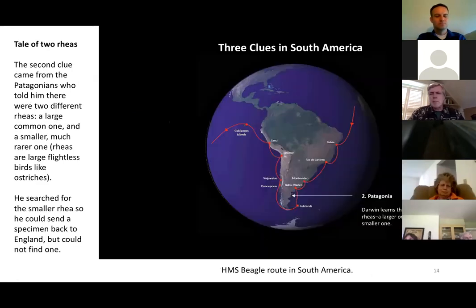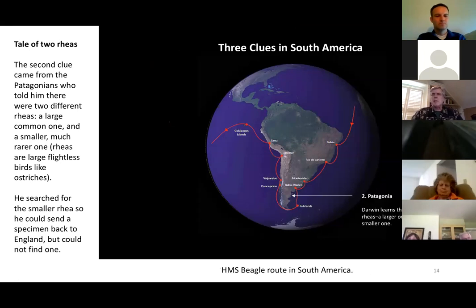His second clue happened when he got down to Patagonia, which is just the name of, there's no country named Patagonia now. This would be modern day Uruguay. And he met what were then called the Patagonians and learned that there were two rheas. Rheas are a flightless bird. They're a lot like an ostrich or an emu.